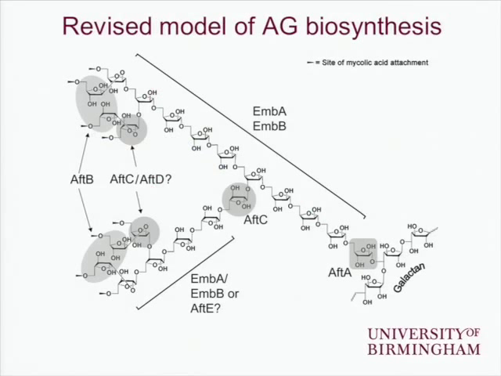So this summarizes where we're at in terms of arabinogalactan synthesis. This is the galactan backbone. We have AftA here, adding the first arabinose residue. We have the bulk of the arabinan synthesized by EmbA and B. We have AftC adding this branching residue. We then have EmbA, B adding again the bulk of the 1,5 residues, and we have AftB capping arabinan synthesis.